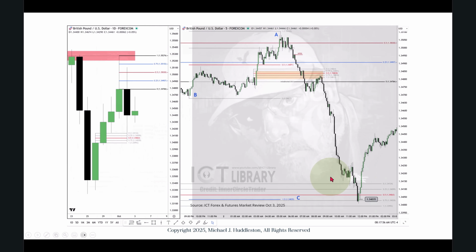Moving on into pound dollar. This one's very similar. We had an old inefficiency up here, grading the premium wick there. Price trades up into consequent encroachment of that premium wick right there. So point A, point B, point C. If dollar's going to go higher, then we're going to be looking for the opposite in cable and fiber. And cable is pound dollar, fiber is euro dollar.